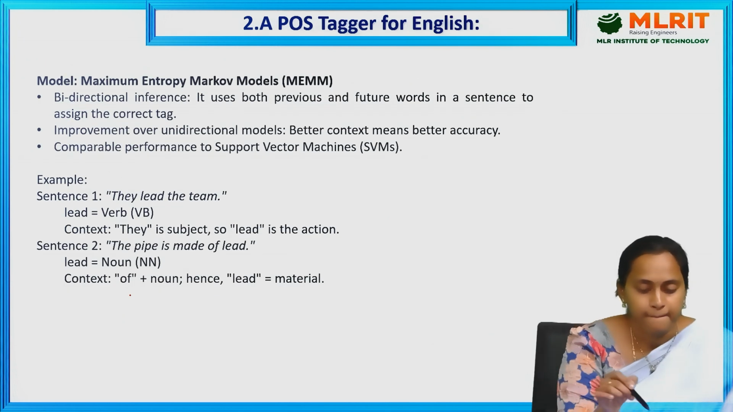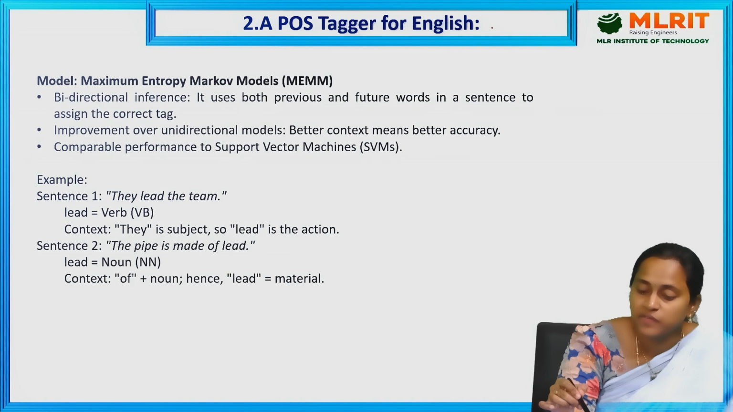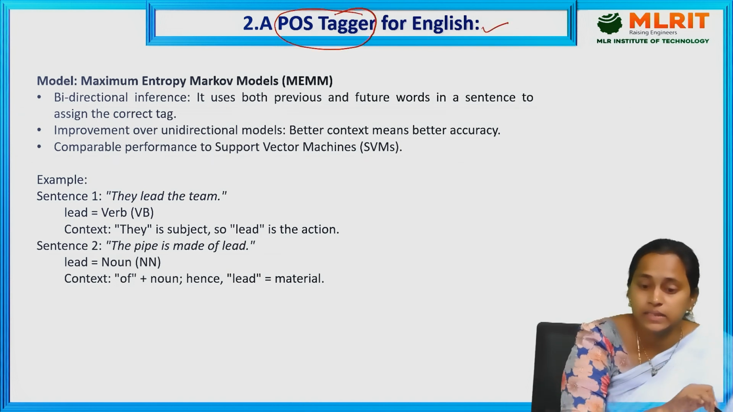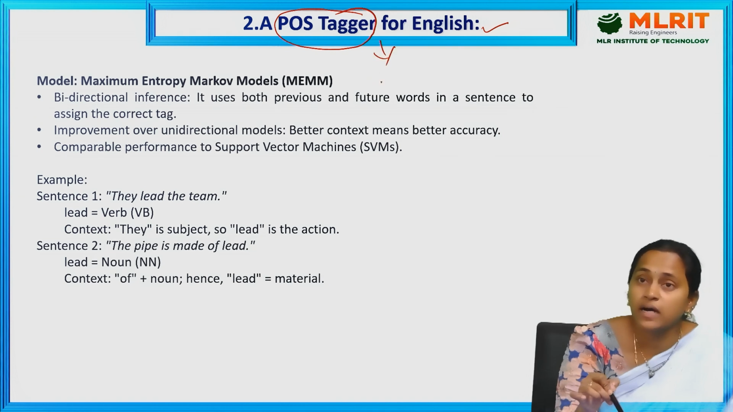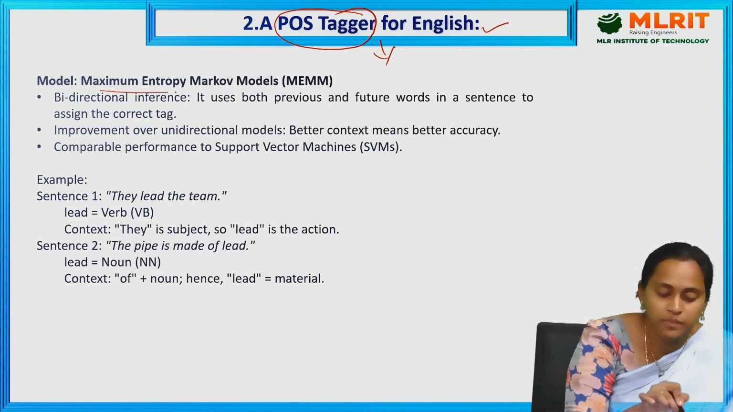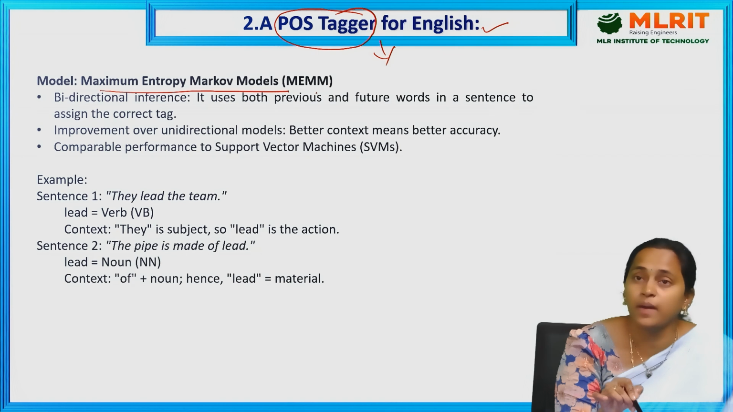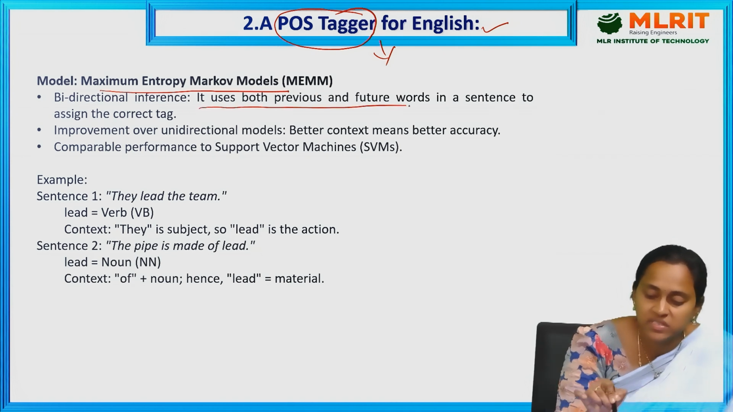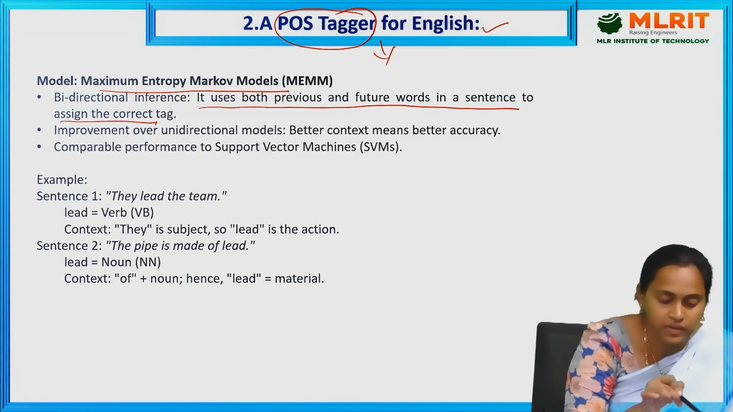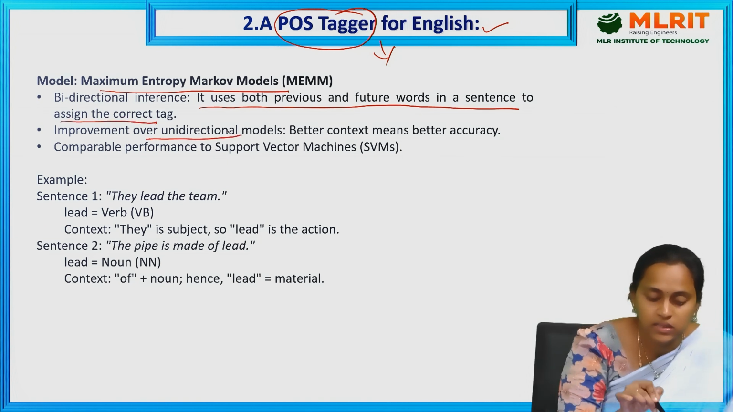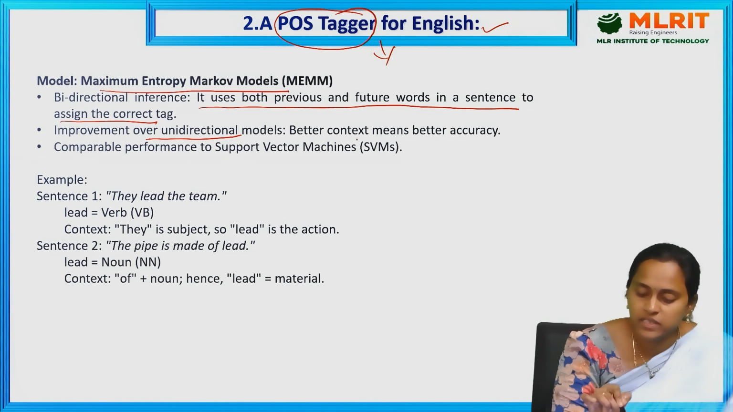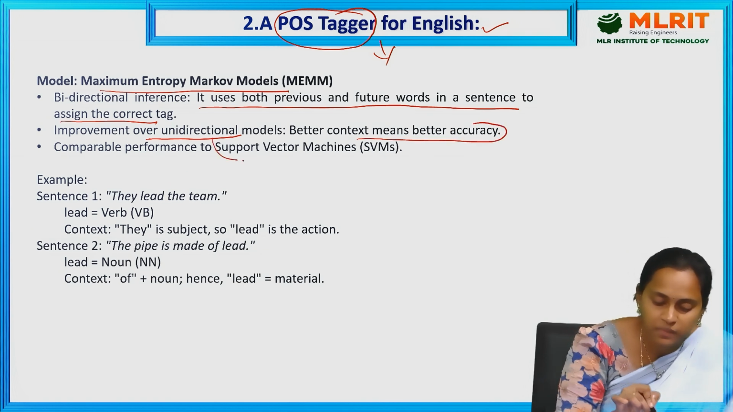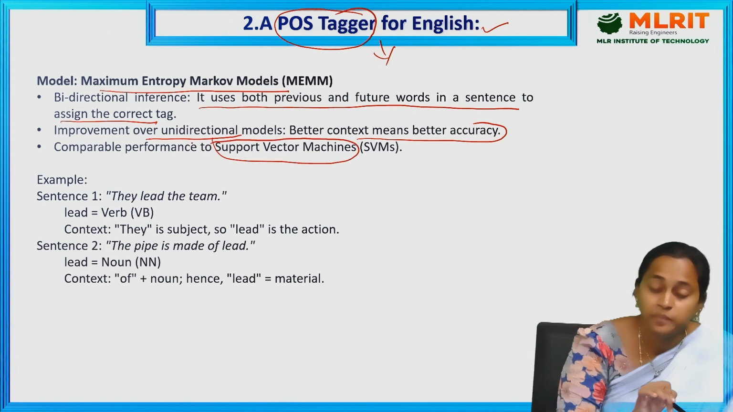See the next one, a POS tagger for English. That means this particular tagger I am using is only for English. This POS tagger is developed using maximum entropy Markov models, MEMM. This is a machine learning technique. Here it uses both previous and future words in a sentence to assign the correct tag. It improves on some unidirectional models, because better context means better accuracy. Here we are also using support vector machines, that means TF-IDF vectors and bag of words.